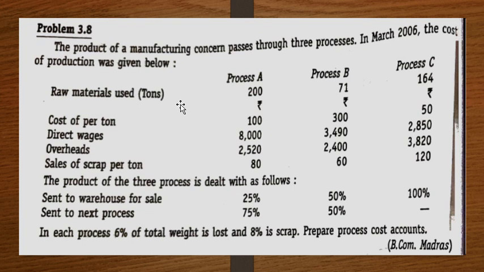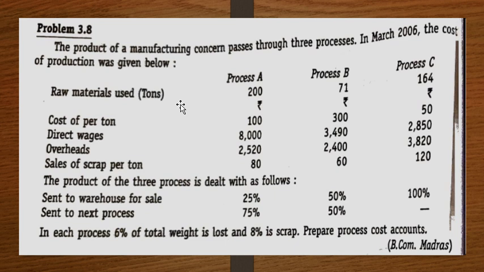In this video, we will be discussing problem 3.8. The product of a manufacturing concern passes through three processes. In March 2006, the cost of production was given below. So, there are three processes here: process A, process B, and process C.